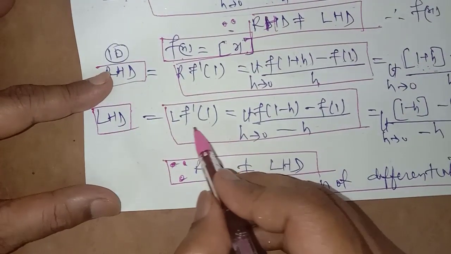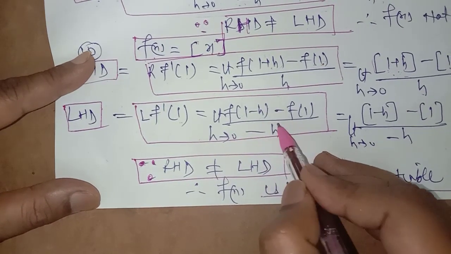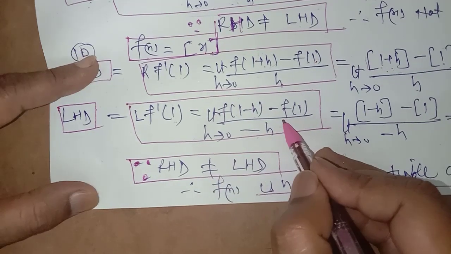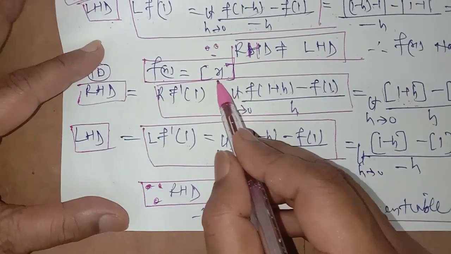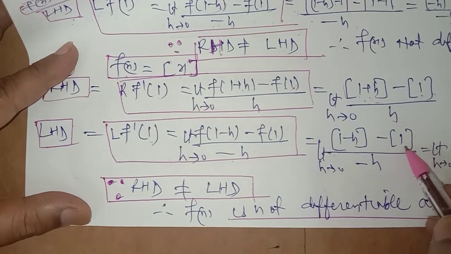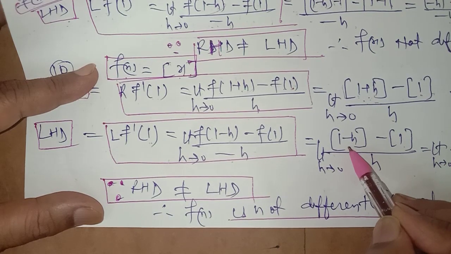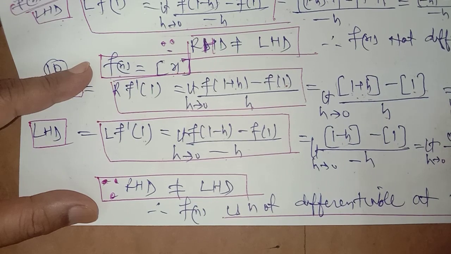Now we find the left hand derivative at 1. Very same thing: f(1 minus h) minus f(1) upon minus h, limit h goes to 0. This is the left hand derivative at 1. Now for 1 minus h, put it here, the function is f(1 minus h). Now 1 minus h means less than 1, means 0 point something, and the step function for 0 point something is 0. Listen to it carefully.